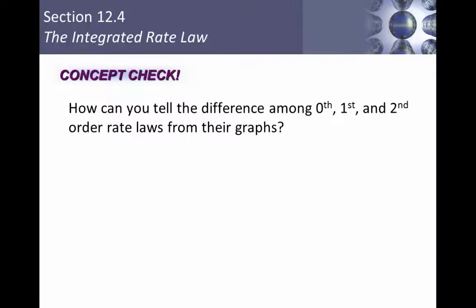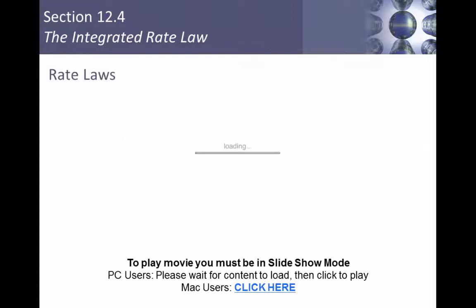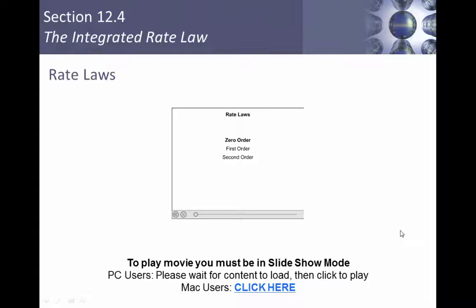Okay, and again, a review of that half-life idea. Half-lives depend on concentration in zero order and second order, but not first order. Okay. Let's explore the differences between the graphical behavior of different reaction orders.